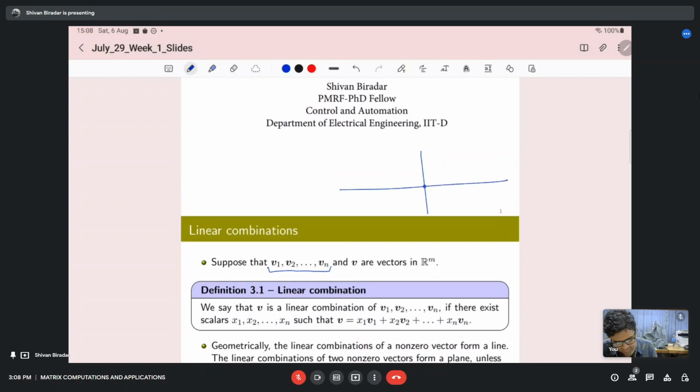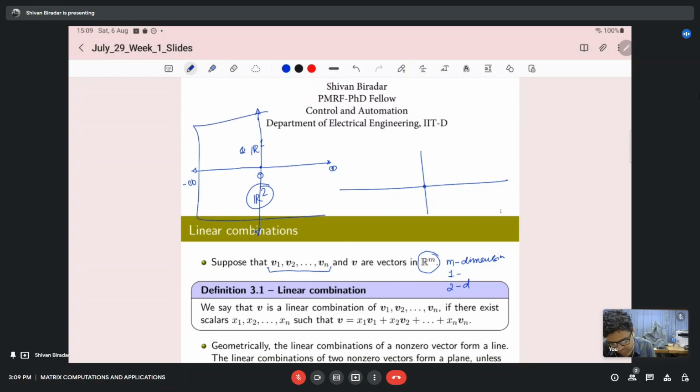Rm means m-dimensional space, Rn means n-dimensional space. Let me start with a very basic one, one-dimensional space. It will be a simple line extending to infinity on both sides, starting at 0. This is R1. If I have two dimensions, then it will be R2, so I add a line perpendicular to this line. This is what my R2 looks like.